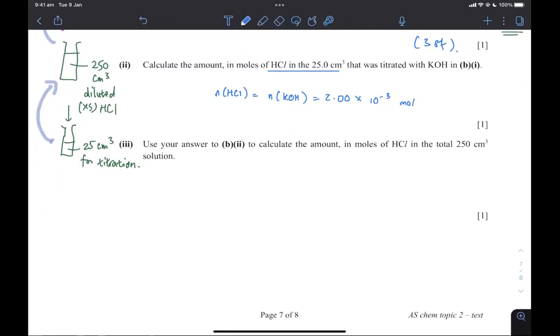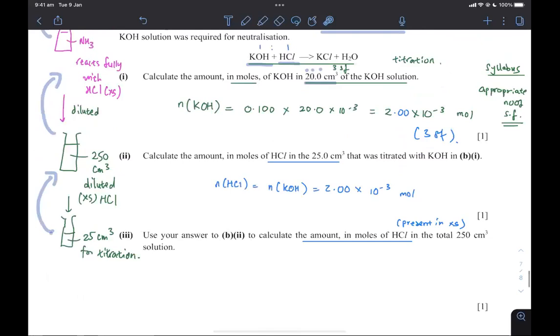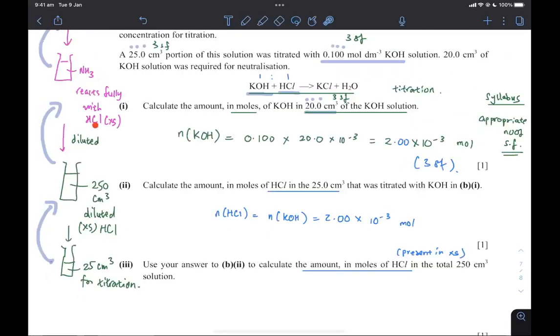Now, this is the tricky thing. This is the amount in mole of the HCl. This was present in excess. Remember, it was used in absorbing all the NH3. Then I have excess HCl. Then I make it up to 250 cm³. So we are here now, but we started from here. So in 25 cm³, you have this much. In 250 cm³, do you have more mole or do you have fewer mole? What do you think? Shakira with the H.